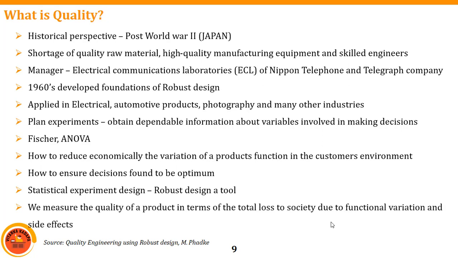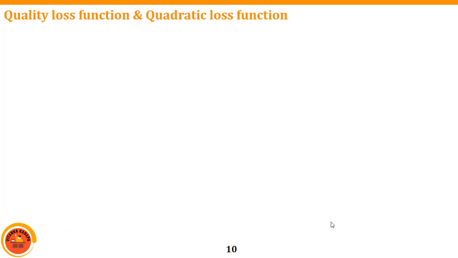Basically, we measure the quality of the product in terms of total loss to the society. Suppose I am procuring a product and it is not working, it is simply a total loss to the society, and it also gives functional variations and side effects. So these have to be overcome. That is the exact meaning of quality, and why the quality of the product has to be improved. And here Taguchi has framed two options called the quality loss function and the quadratic loss function.